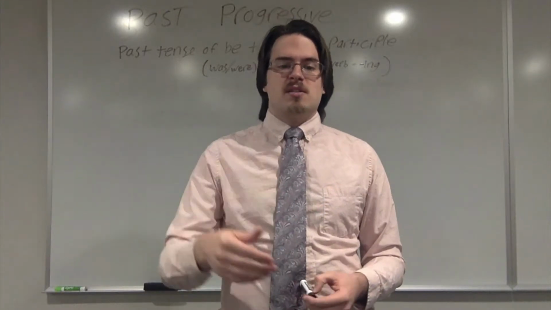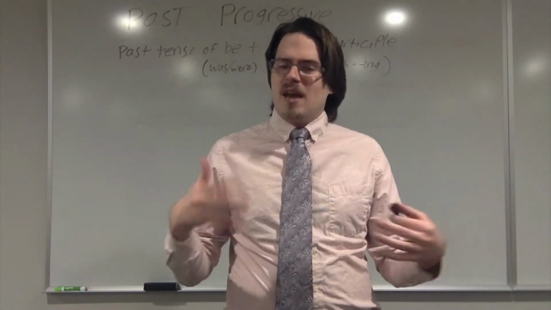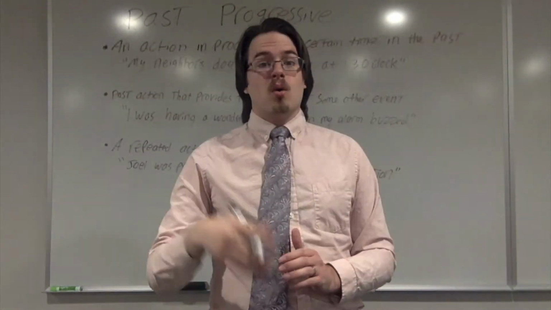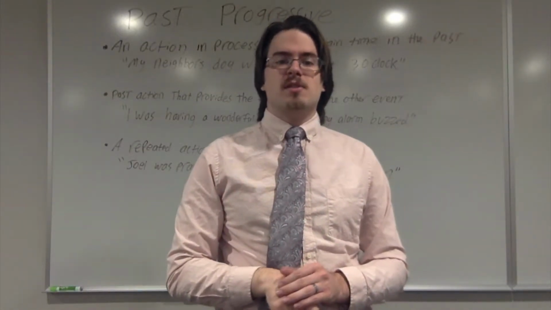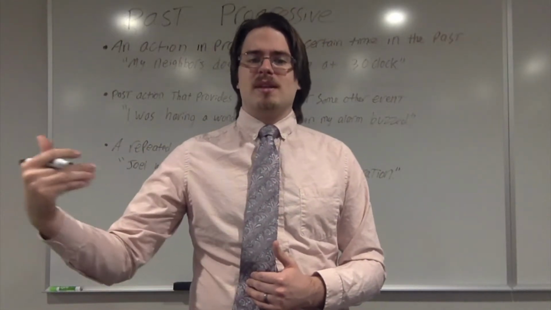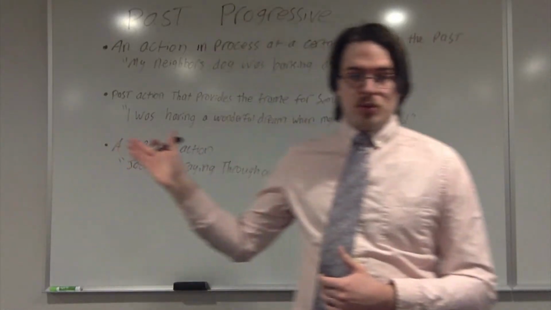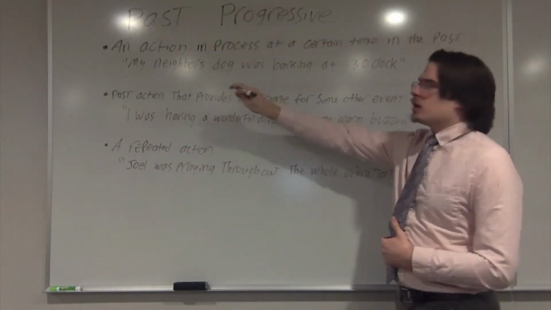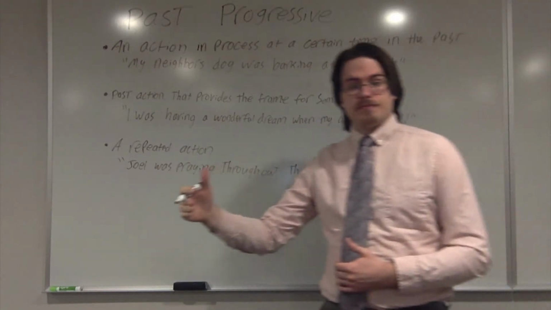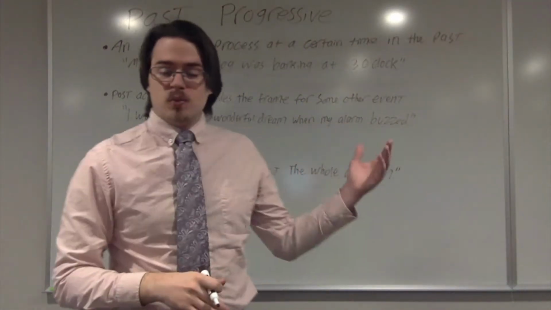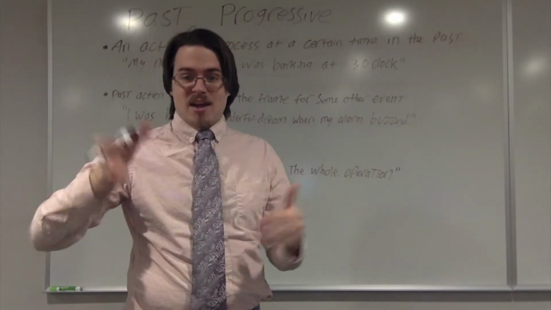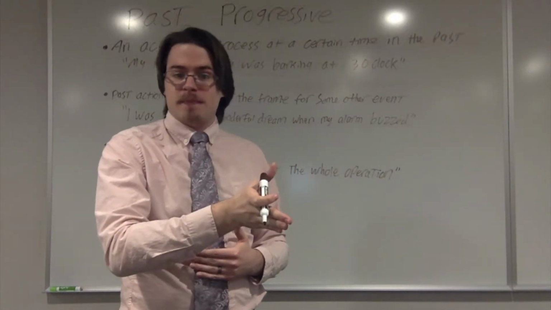So the past progressive is used in a few different yet related ways, but let's look at some examples to see how these work. One of the ways the past progressive is used is to indicate an action in progress at a specific point in time in the past. For example, my neighbor's dog was barking at 3 o'clock. In this sentence, we have a time frame given, and the past progressive is used to indicate the action is happening in that time frame.